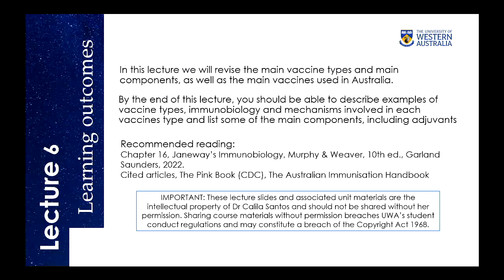Again, the Janeway reading is still a good reading for that. I also added the Pink Book from the CDC, and I think the best of all of these readings is still the Australian Immunization Handbook. If you go there, there are vaccine preventable diseases. If you click on each of those diseases, it takes you to the vaccines that are given in Australia, including the dose and what is in the vaccine. It talks about the disease itself a little bit, so it's a very useful resource, and it's updated, which is also nice.